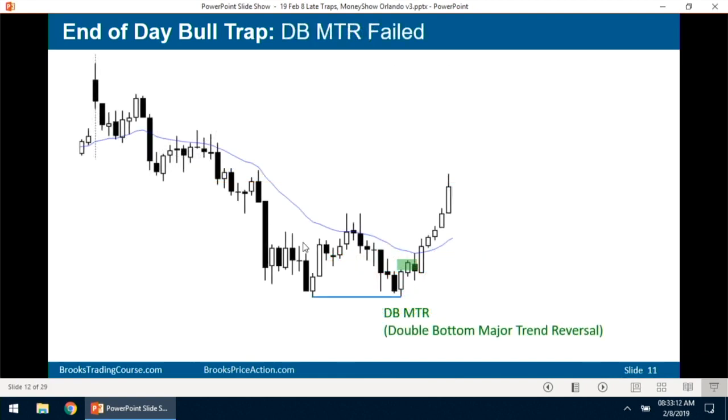Here we have a bear channel. A bear channel is a bull flag. 75% of the time, if you have a bear channel, eventually you're going to get a bull breakout. In this particular case, it's a double bottom major trend reversal, and we have a pretty good reversal up. Bulls will buy above this bar, betting that it'll be a double bottom. We'll get above the buy signal bar, we'll break above the neckline and rally for a measured move up.